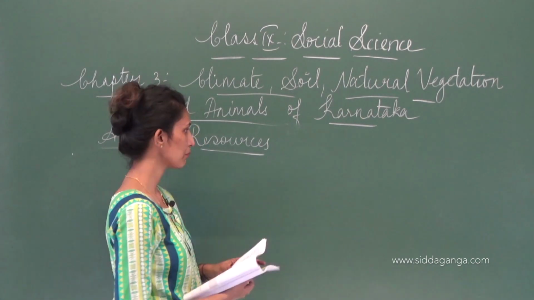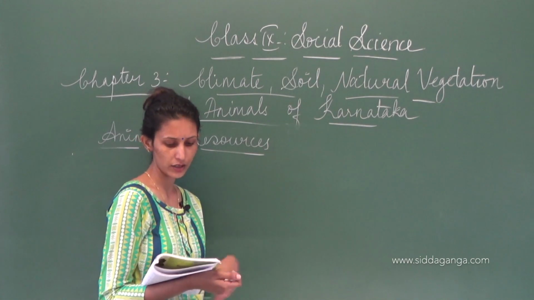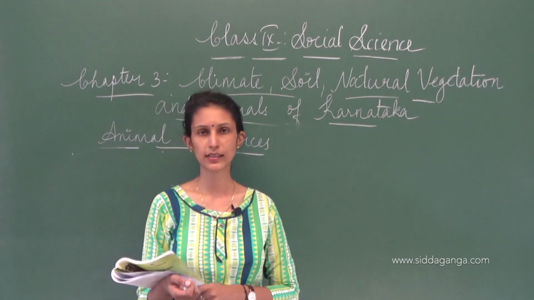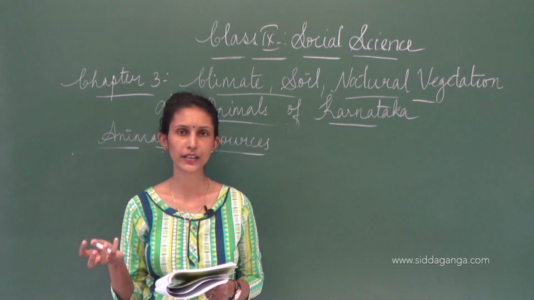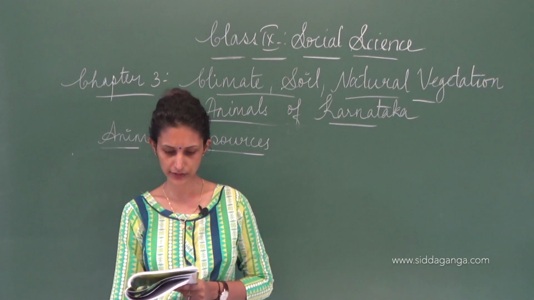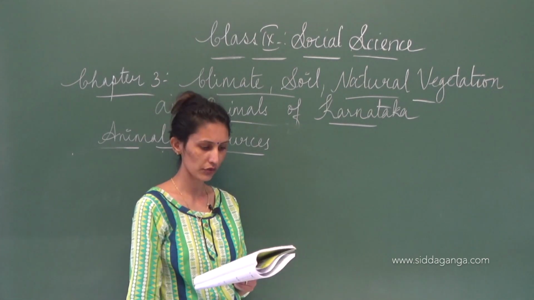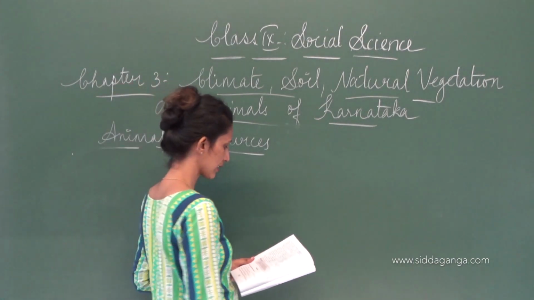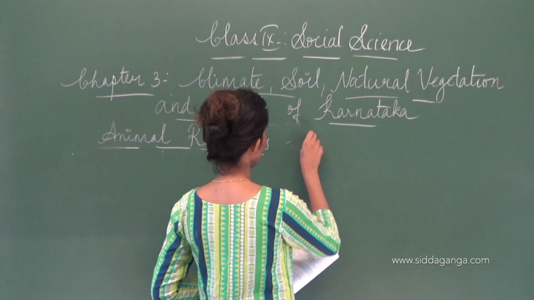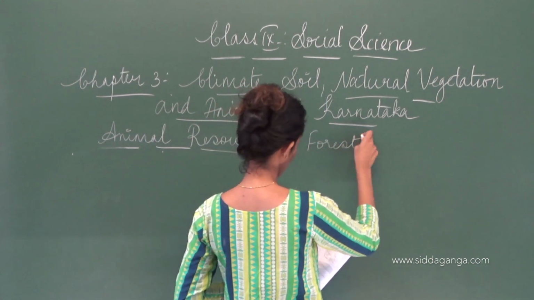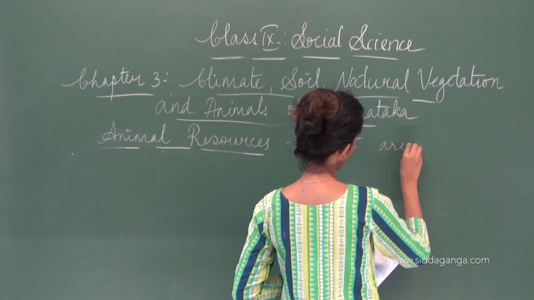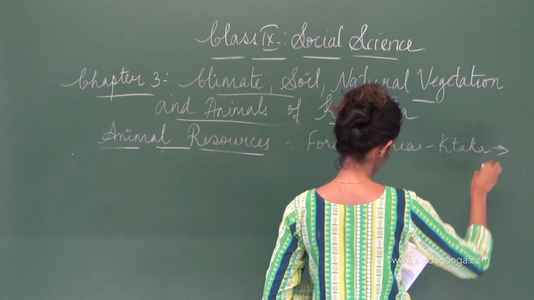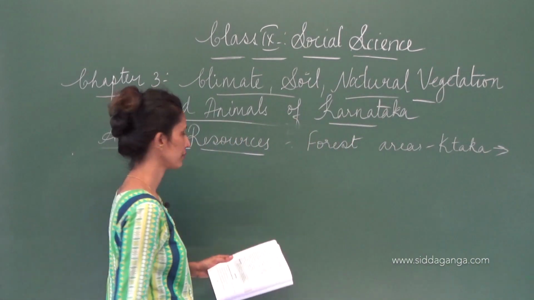Now, the Malnad region, we spoke about the Malnad region. The Western Ghats is called the Malnad, okay, and it has kept its heritage, its traditional value of biodiversity, and it also has a lot of animal resources. Now, forest areas in Karnataka having wildlife, okay, write it like this: forest areas of Karnataka that have wildlife.